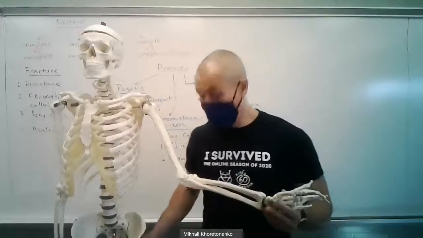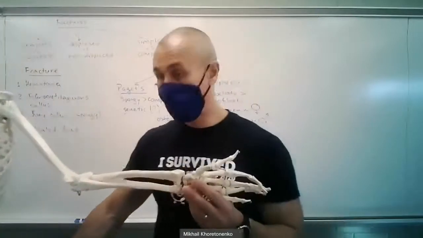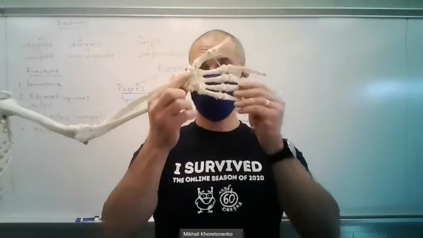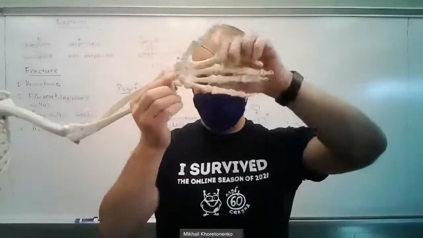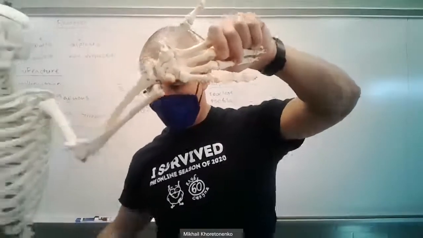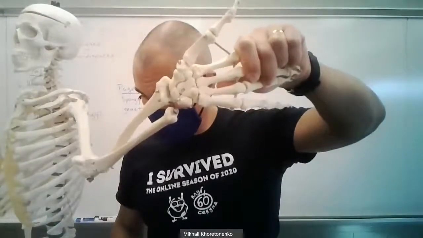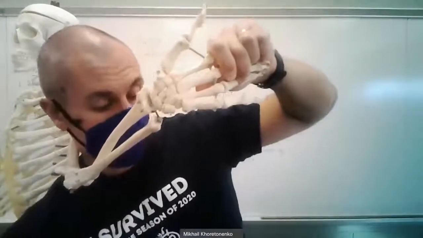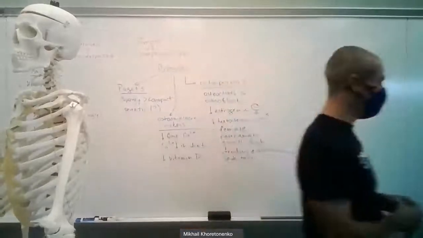So now we go, help us God, to the carpals. There are eight of them, and they are loosely organized into two layers. I'm going to stick it as close to the camera as possible. Yeah, you should have a hand.